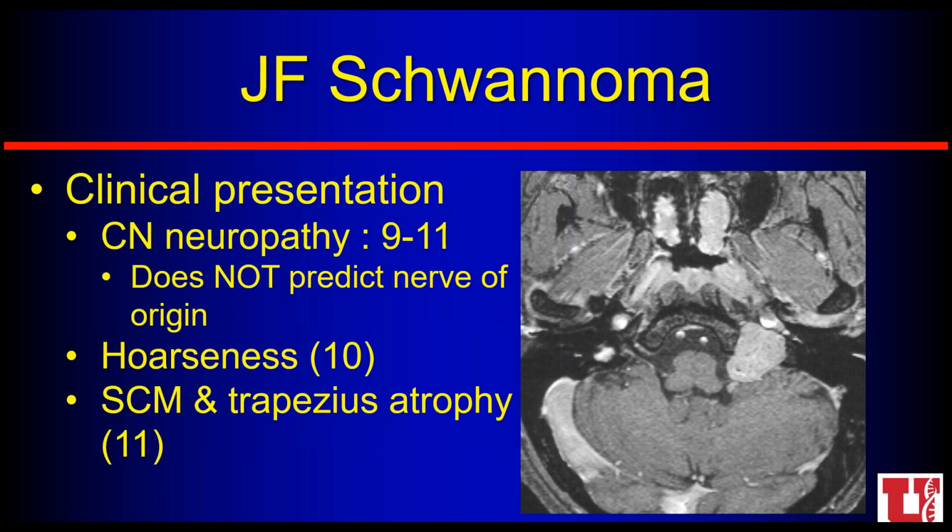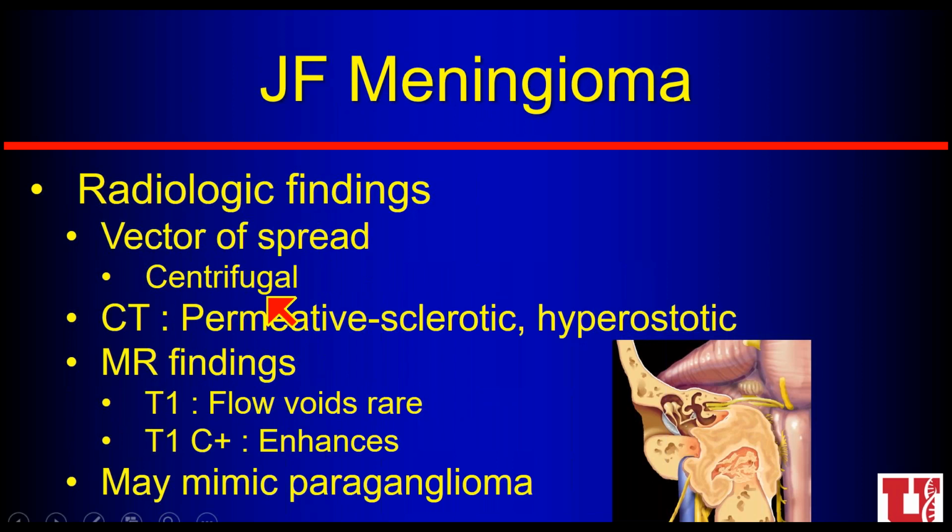Now with the meningioma in the jugular foramen, we have a centrifugal vector of spread, it goes in all directions. We see permeative sclerotic changes. So we might see increased density to the adjacent bone. It's very rare to see the flow voids, not like the salt and pepper we see with paragangliomas, and we usually see avid enhancement. So the meningioma, when they're small, may mimic the paraganglioma. Paragangliomas have permeative destructive changes to the bones when they get big enough, so we have a decreased density, but meningiomas have an increased density, a hyperostotic reaction that happens to the adjacent bones.